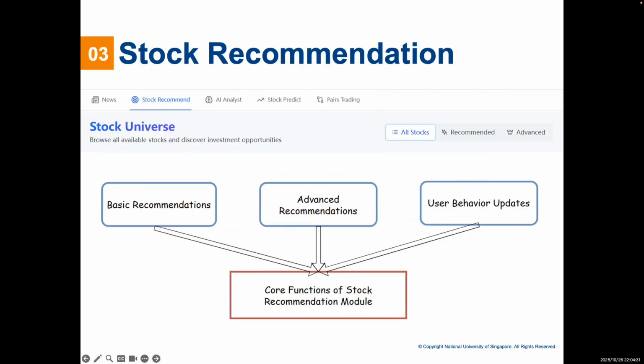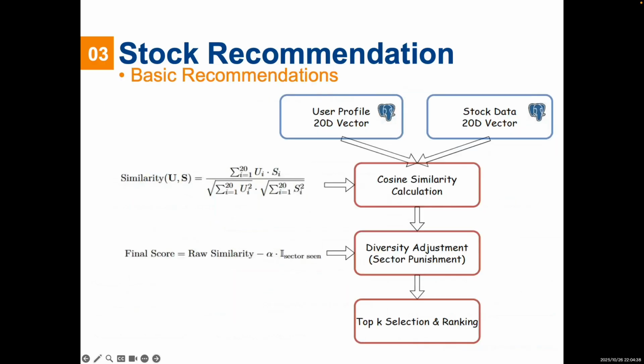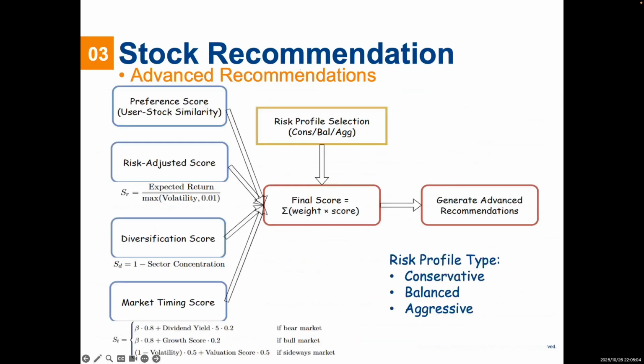And the stock recommendation module contains 3 core functions as shown in the figure. The base recommendation engine works by comparing the 20D user and stock vectors using cosine similarity, and user vectors and stock vectors both contain 11 industry preferences and 9 investment preferences. We apply diversity penalties to avoid sector concentration and select the top K most similar stocks for recommendation.